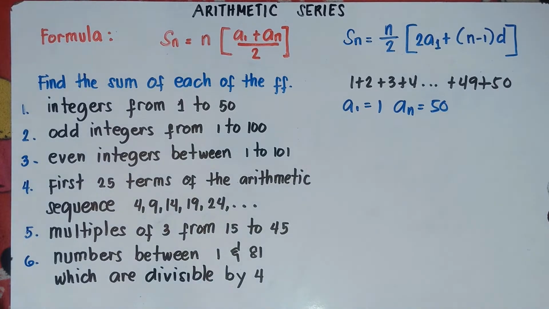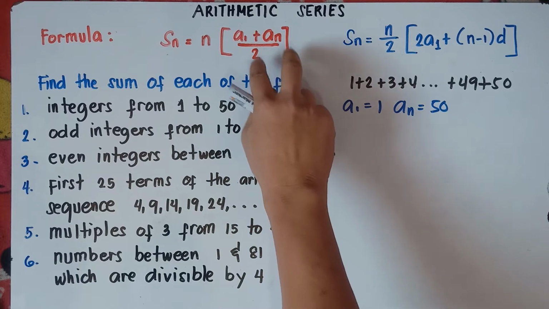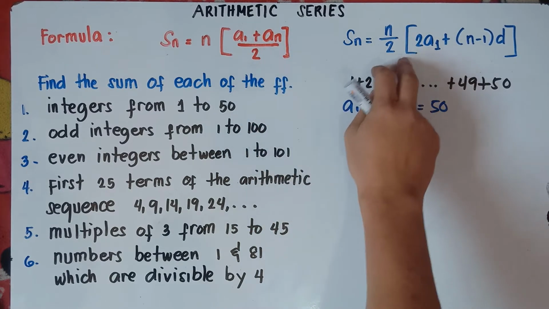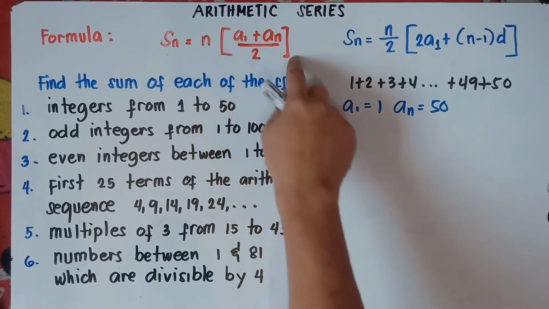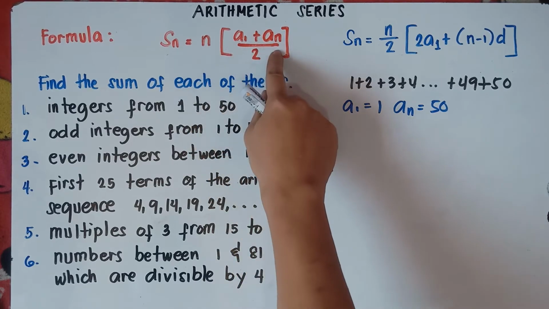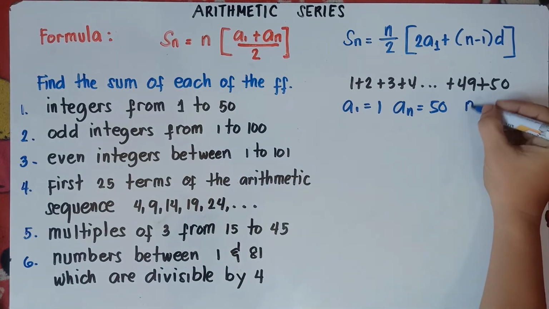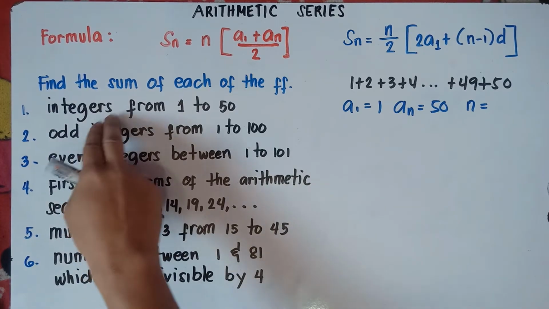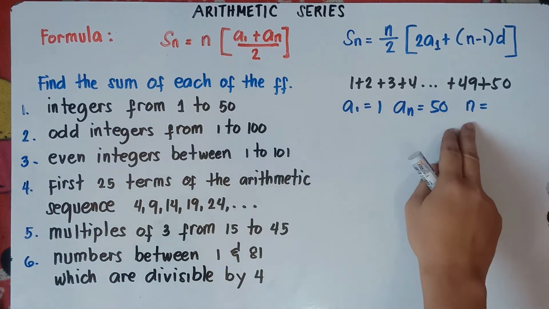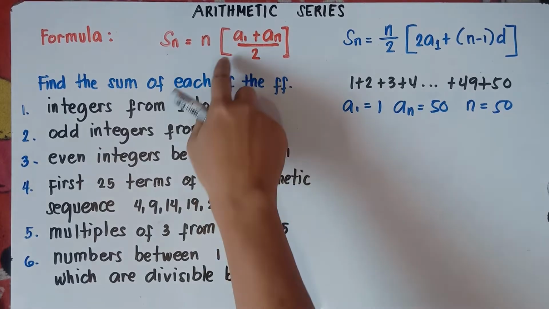Do we have n? n is the number of terms. Let's always check the first formula, class, because this is easier to solve than the second formula. You always check this formula if n, a sub 1, and the last term are all given. Do we have n, the number of terms? Yep. You are told to add the integers from 1 to 50, so there will be 50 terms. Therefore, we can use this formula.